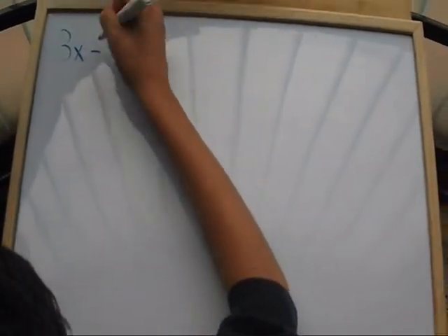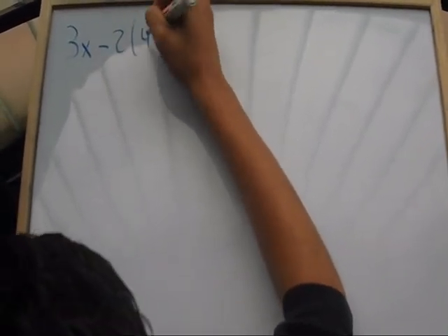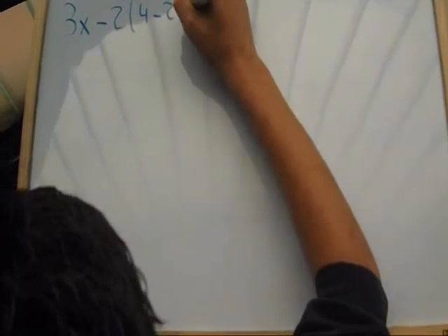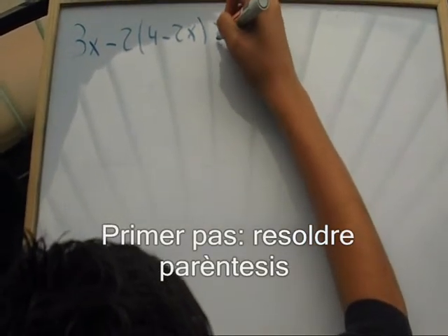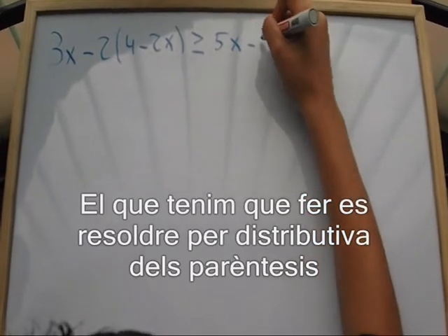In equation 7, the first step is to solve parentheses. What we have to do is solve for distributive parentheses.